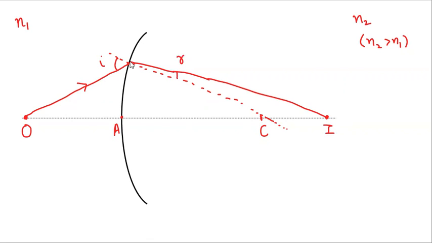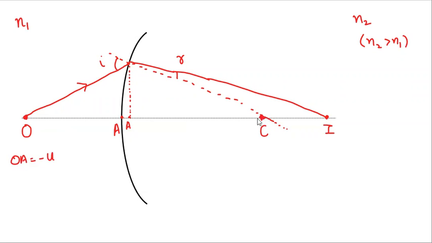Okay, now let's drop a perpendicular from this point. And suppose this distance is very small. So this point will also be A. And suppose this point is O, this point is C, this point is I. Now you can see that at O, we have our object. So OA will be minus u.